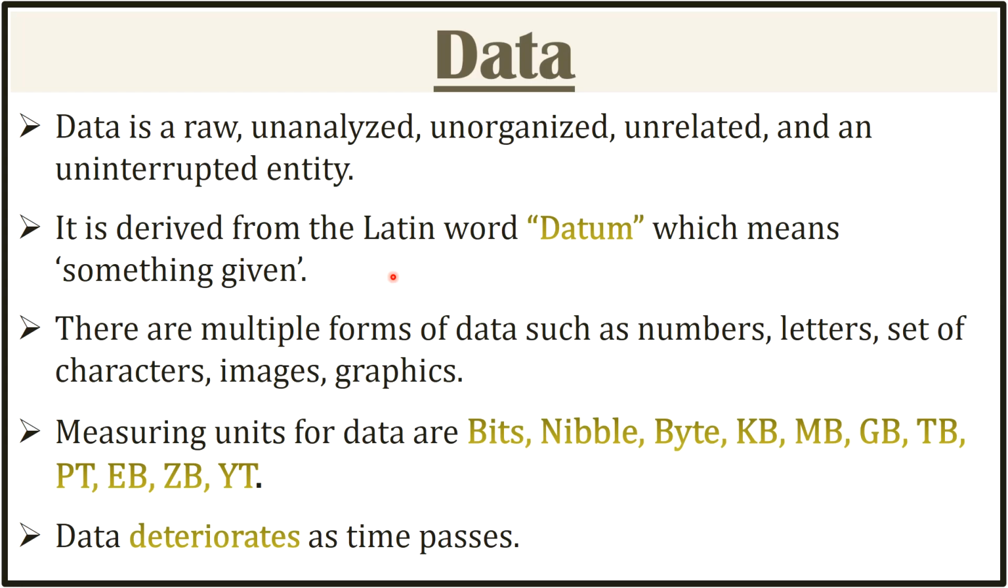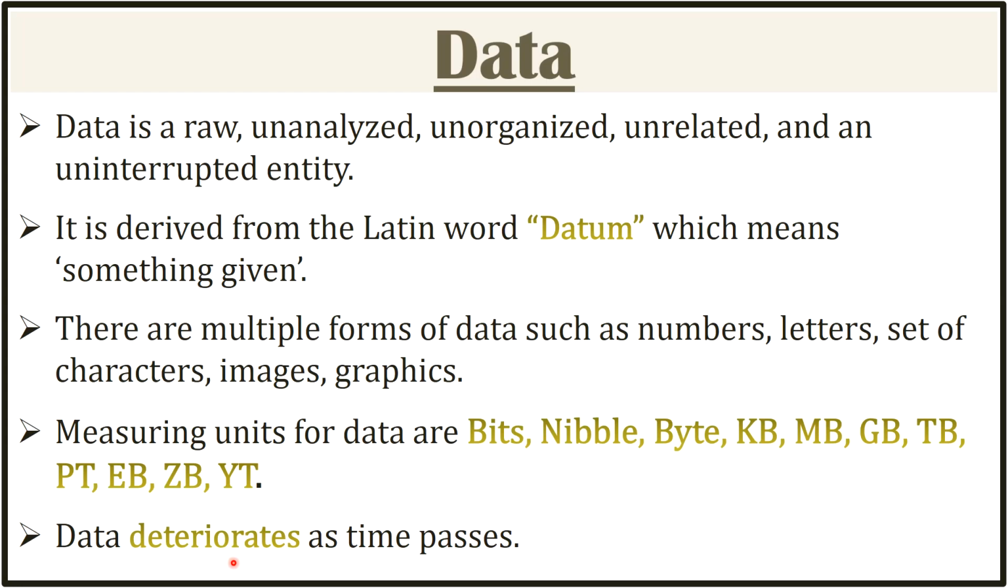If we understand the data in the reverse order, it is the information which has been converted into a more raw form to transfer it in a convenient way. Data can exist in multiple forms such as numbers, letters, sets of characters, images, graphics, etc. However, a computer, an electronic device, works on the binary language and transfers data in streams of bits, that is, streams of zeros and ones. So the measuring units for data are bits, nibble, byte, kilobyte, megabyte, etc., which we will further discuss in the next slide.